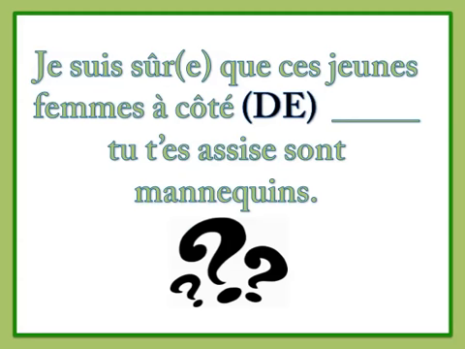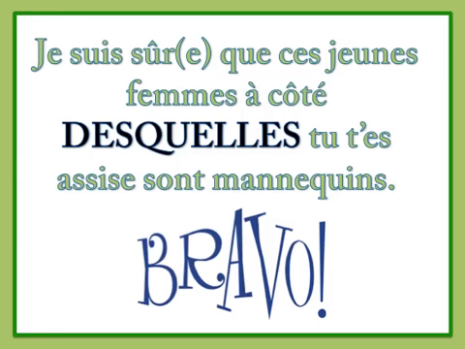Here we go. Je suis sûre que ces jeunes femmes à côté de blank, tu t'es assise, sont mannequins. So I am sure that these young women next to whom you are seated are models. Voilà. Alors, since we have a de in there, à côté de, we have to use desquelles because we're making reference to ces jeunes femmes who are not only feminine, but plural. D'accord?